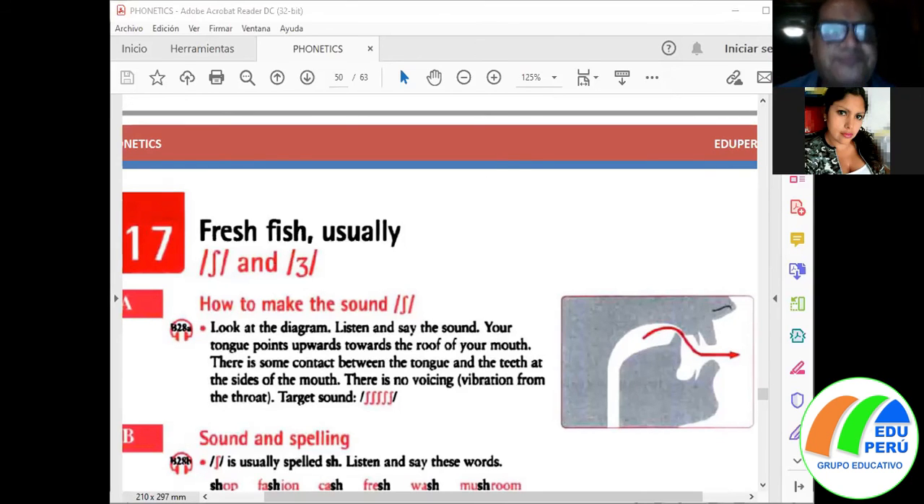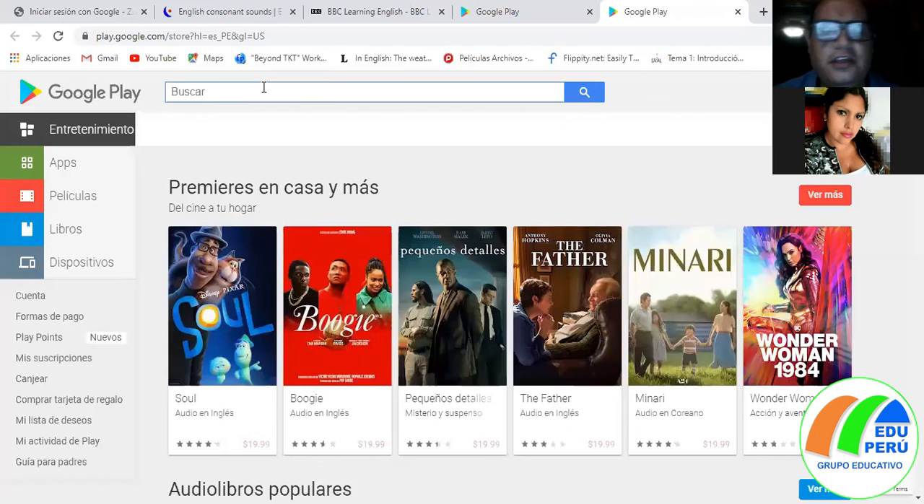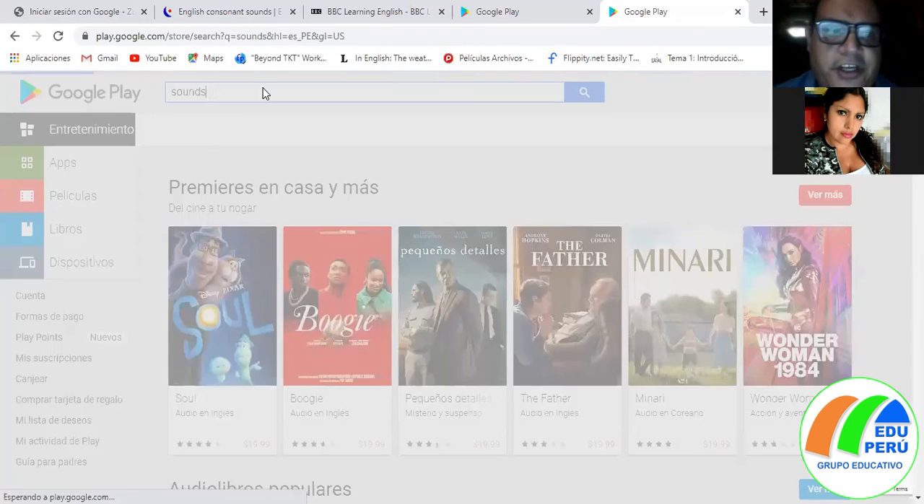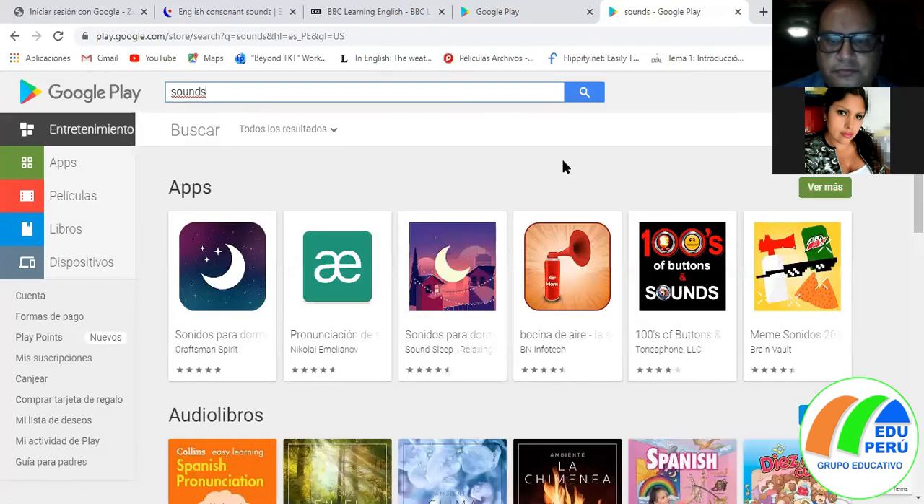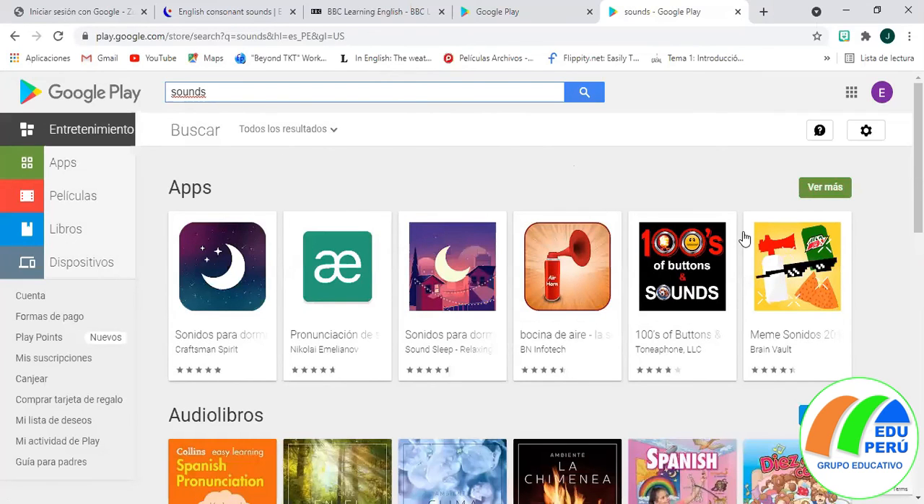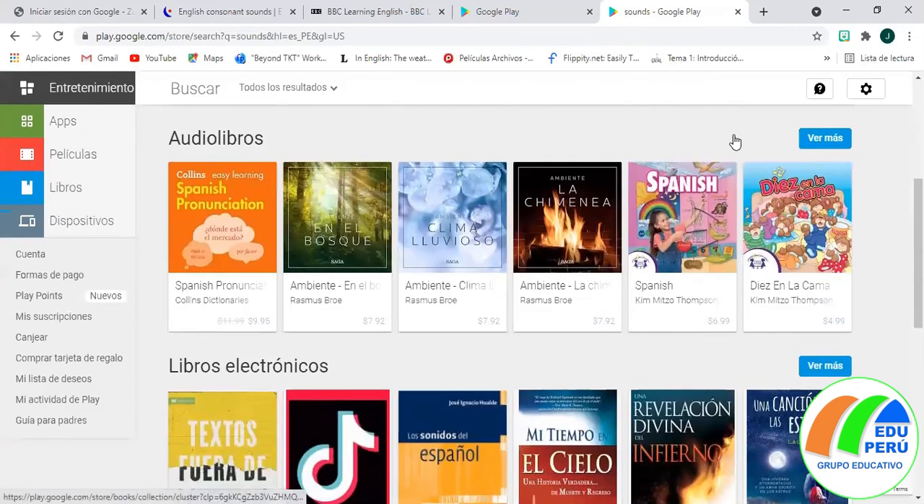Also, I don't know if I have enough time, but I want to show you something. Let's make it quick. I know that you have your smartphones or cell phones, and it's very common to download and install apps. So I want to show you. This is the Google Play Store. You write here, sounds, and you have a lot of apps in order to practice the pronunciation. Let me show you one of them.